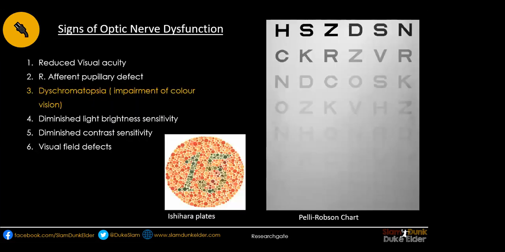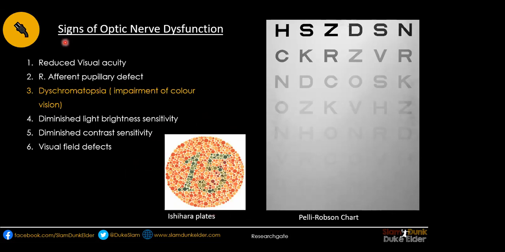So when you're going to see a patient and you want to test for signs of optic nerve dysfunction, there are lots of different things that you can look at. So reduced visual acuity, which is just your standard Snellen chart. You'll check for an RAPD, which we talked about earlier. And one of the really important ones is testing their colour vision, and you can use Ishihara plates to do that. Sometimes the very first sign of optic nerve disease is dyschromatopsia.